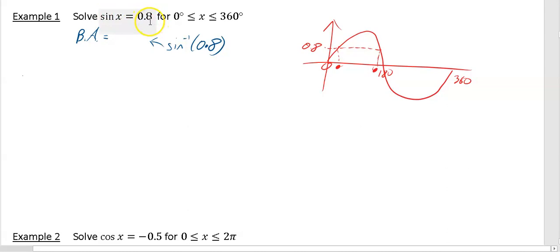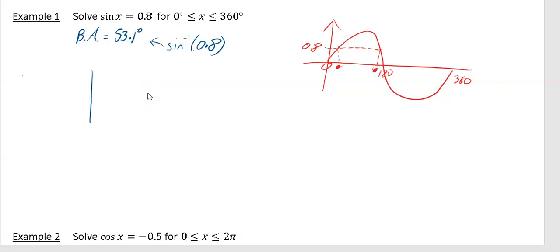Just be clear on that, you make that value positive. So in the next example, where it's going to be a negative, you'd ignore the negative and just do sine to the minus 1 of the numerical value of this, so 0.8 in this case. When I did that to one decimal place, I got 53.1 degrees.